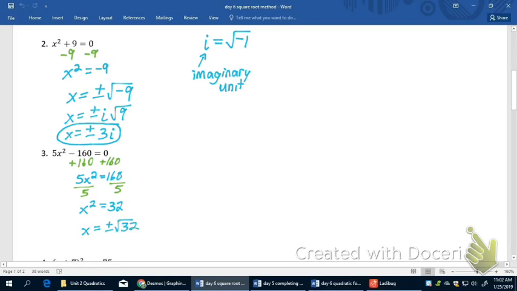Now something we learned earlier in this chapter is that you actually need to simplify that square root. This square root could be divided by the perfect square 16. 16 goes into 32 twice, and the square root of 16 is 4. So x equals positive or negative 4 times the square root of 2. And there it is.